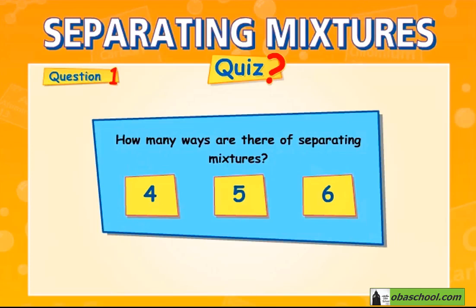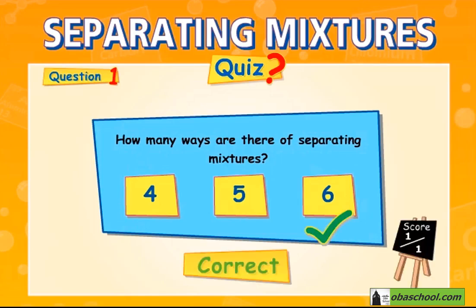After watching the simulation on separating mixtures, let's test our knowledge with some questions. The first question: how many ways are there for separating mixtures? 4, 5, or 6? That is correct. We studied 6 methods to separate mixtures.